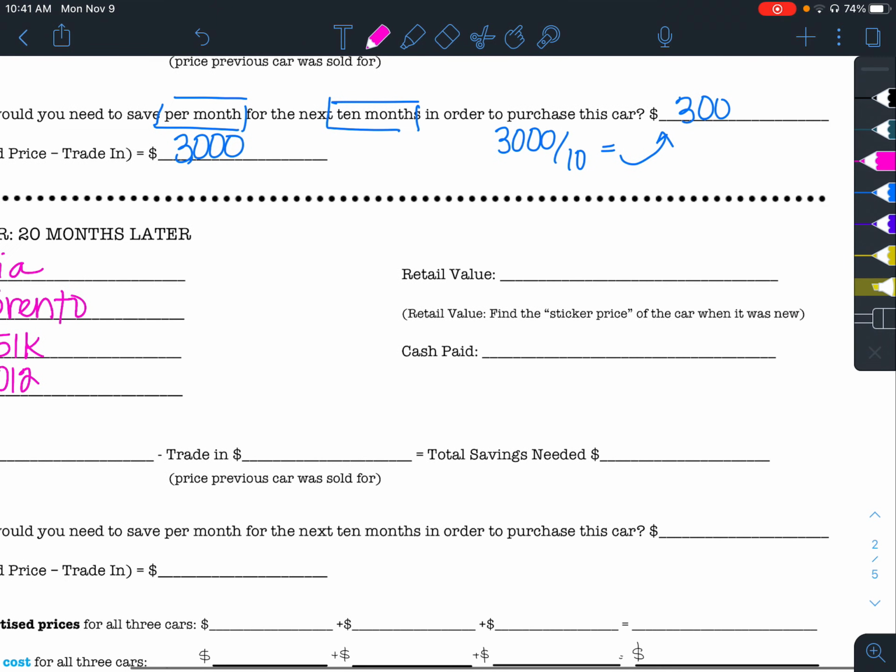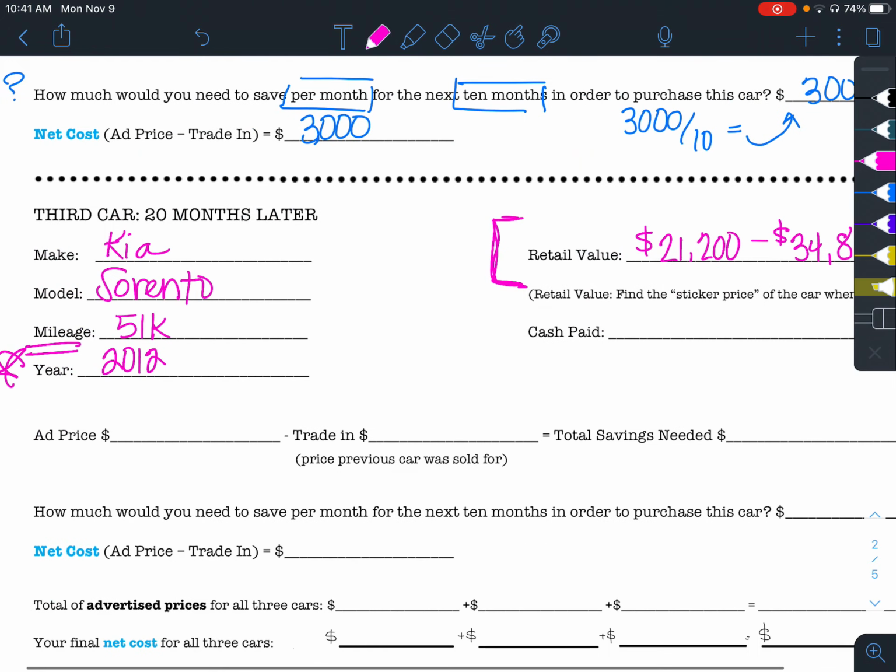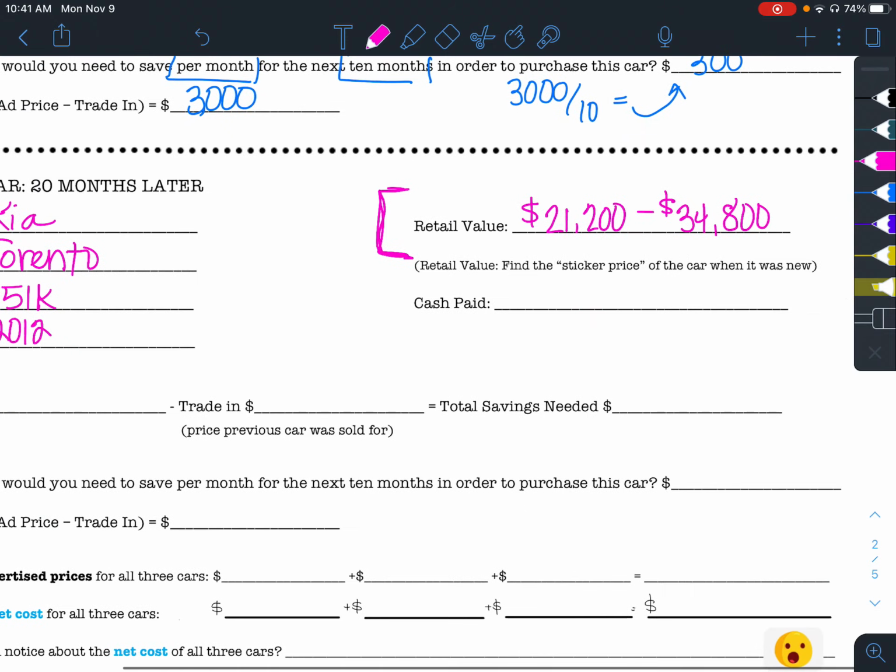The retail value, again, Auto Trader helped me find this information. In 2007, a Kia Sorento was selling for somewhere between $21,200 and $34,800. The reason I'm asking you to find this retail value is I want you to see what time does to the value of a car. It really does depreciate fairly quickly, even if it's in great condition, not driven a lot, even low mileage. Cars just tend to depreciate fairly quickly. The cash paid is the advertised price, $10,950.